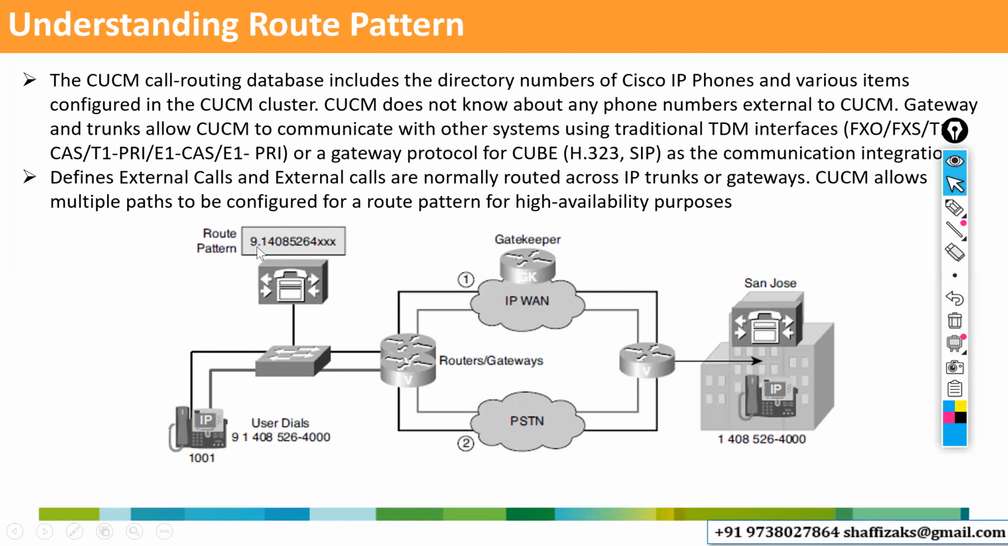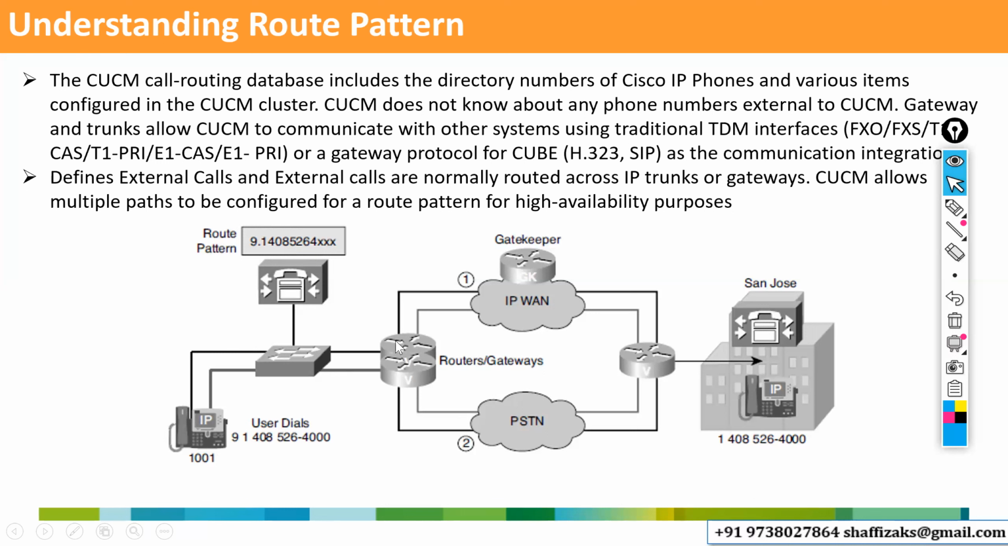It's matching here. See here, we have 9 dot. That means we have created a pattern with 9 dot, so whenever the user dials, the user has to dial 9. Before the dot, whatever number is there is going to be stripped, similar to digit strip or forward digits. Now the call manager will strip the 9. After that, whatever follows, 1408, it sends to the gateway.